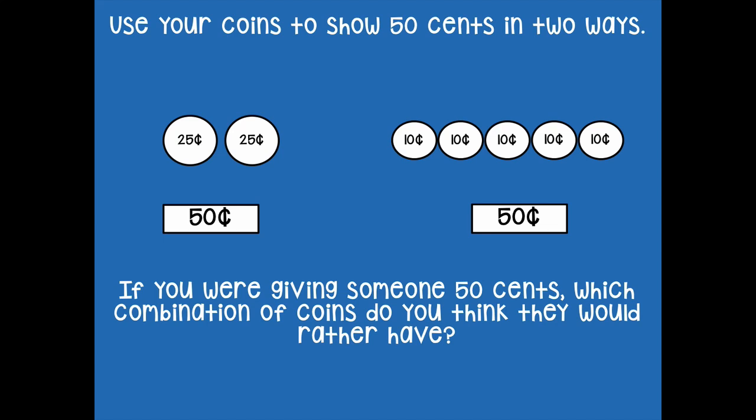If you were giving someone 50 cents, which combination of coins do you think they would rather have? I think they would probably rather have 2 quarters. My guess of why they would want to have 2 quarters is 1, because who doesn't love a quarter, right? And 2, because you only have 2 of those as opposed to 5 dimes. And me, I'd have a greater chance of losing more coins. So if I only have a couple coins I have to keep track of and hold on to, I probably have a better chance of holding on to those instead of more. I might lose some if I had a bunch.